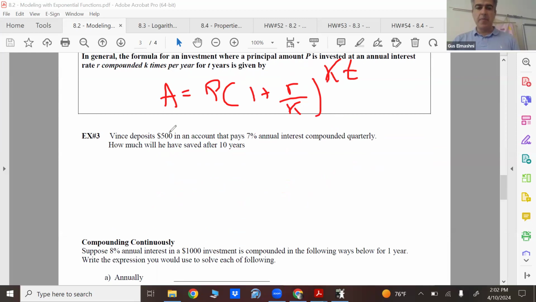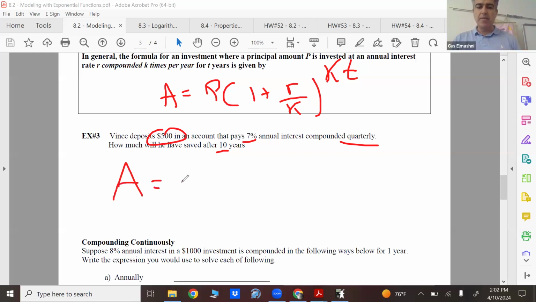So let's work out a problem. You start at 500 bucks, 7%, 10 years, quarterly. So you're given 4 pieces of information. You're given the principal, you're given the rate, you're given the time, and you're given K. How many times are you updating the account every year? Every year you're updating it 4 times.